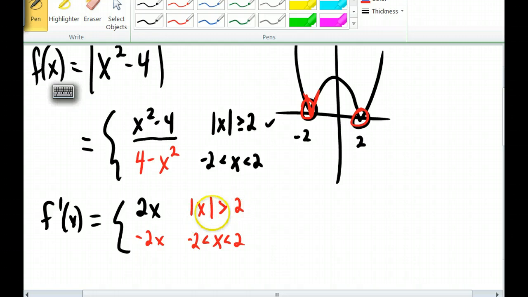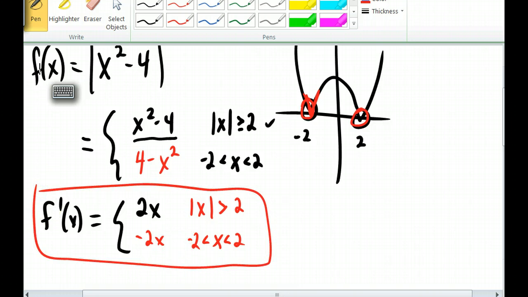So outside of 2, we have 2x, and then inside of negative 2 to 2, I'm going to have negative 2x. Those are going to be my two slopes of my tangent line. So that is my derivative. And so, in other words, if you take the derivative of a piecewise function, you just do it piece by piece. That's all. And you really don't have any equal signs anymore unless the derivative from the left will equal the derivative to the right on these little, well, wherever these little broken intervals are.